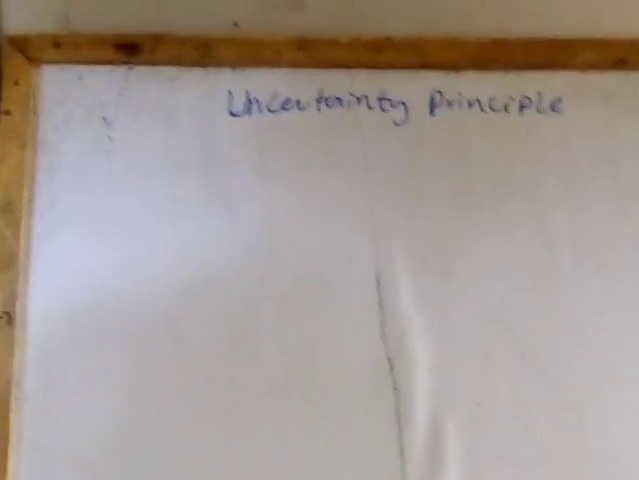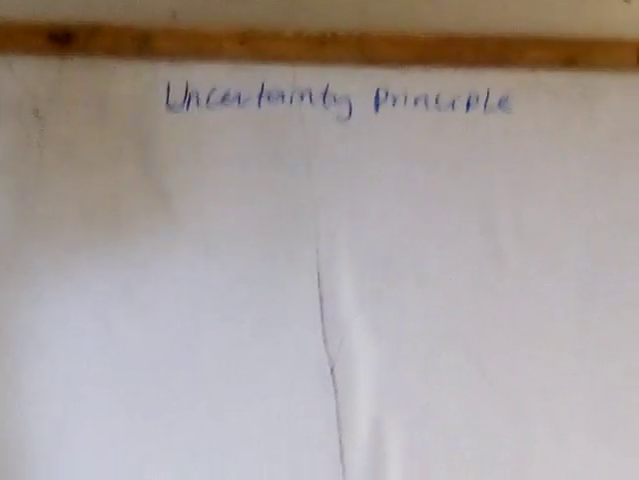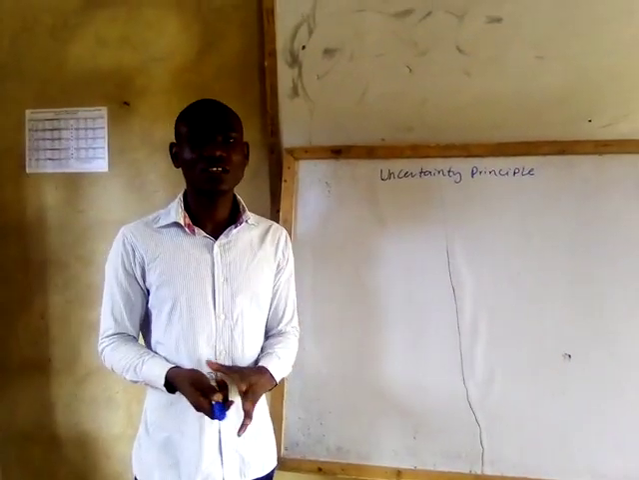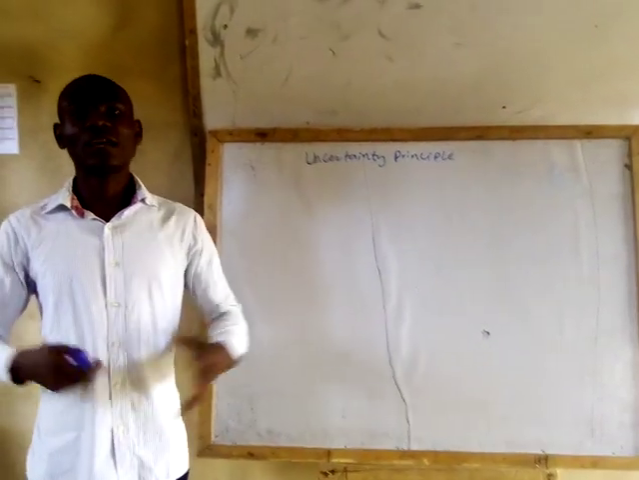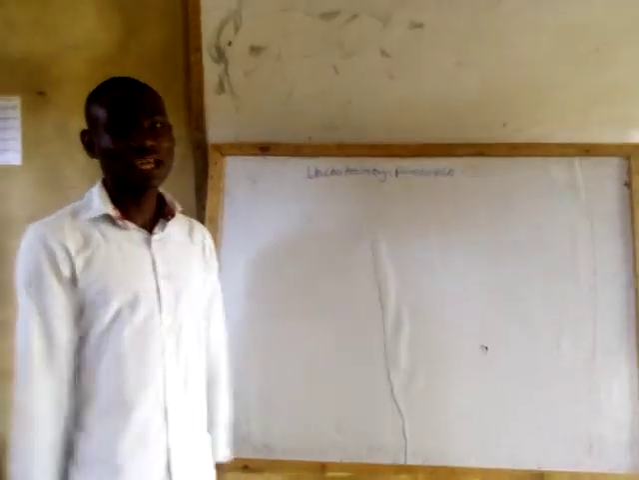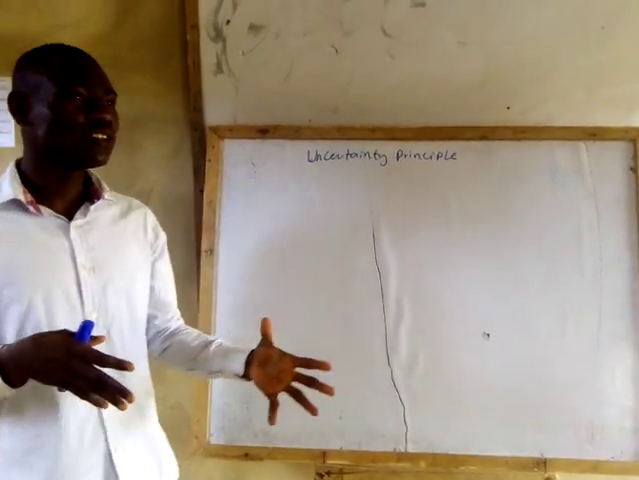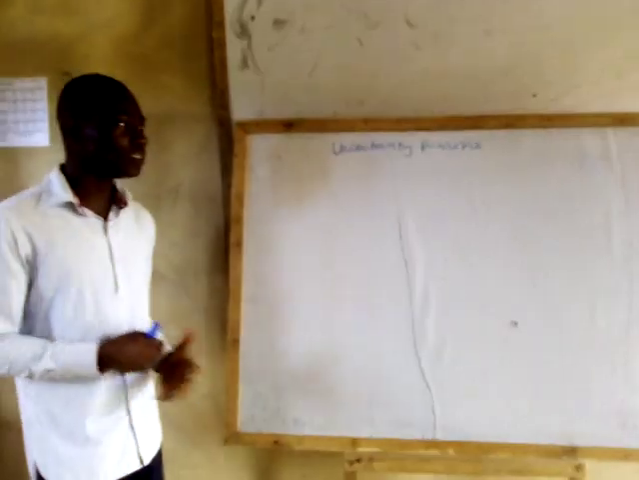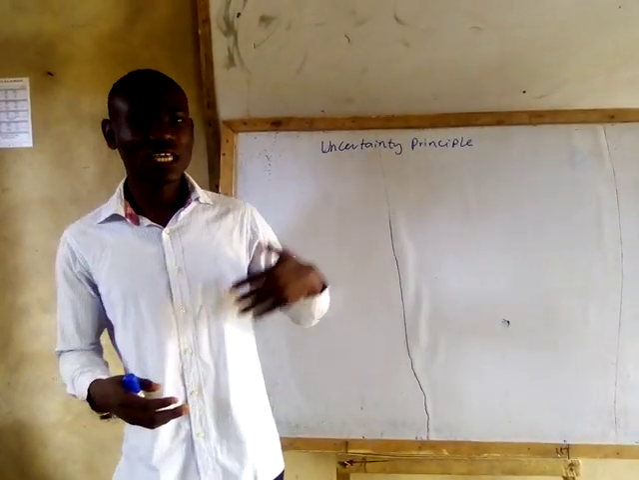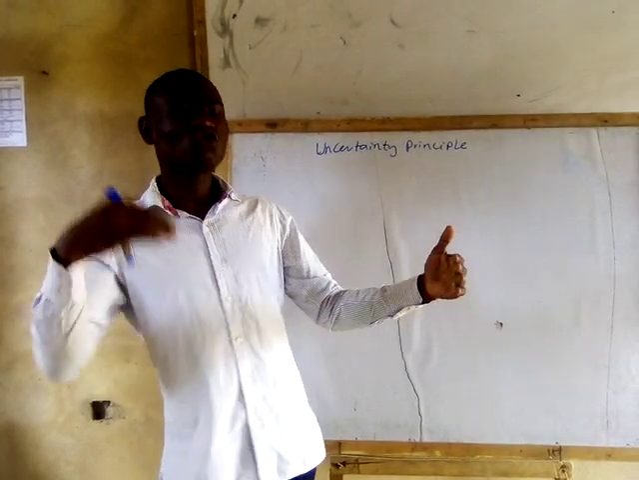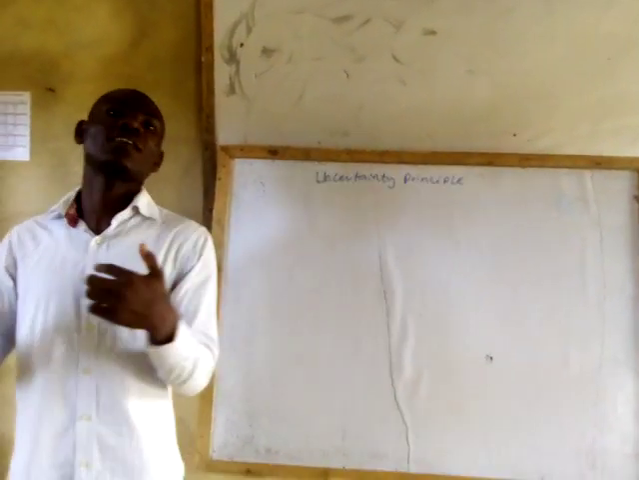Now the uncertainty principle is normally used to look at the behavior of matter, because matter can behave like a wave and matter can also behave like a particle. Now it is known from experiment that the experiment showing that matter behaves like a wave cannot be the same experiment that is used to show that matter behaves like a particle.